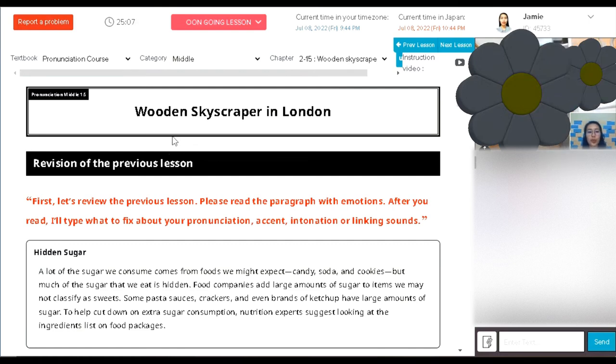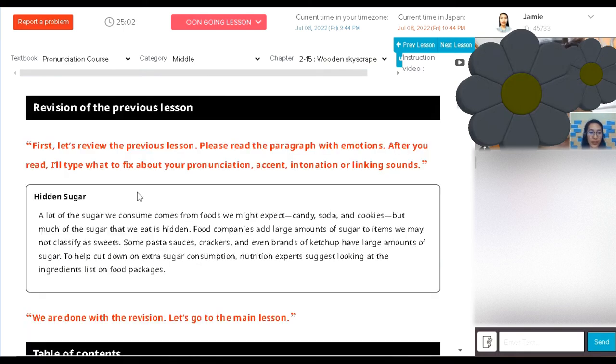Ah, you chose wooden skyscraper in London. Is that correct? It's correct. Okay, so first, let's review the previous lesson, okay? Can you please read the paragraph with emotions? Okay, you may start.